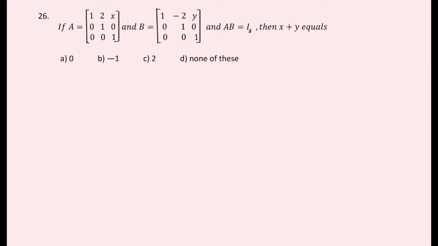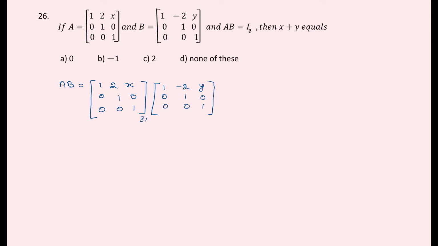Let us do question 26. Matrices A and B are given, both are 3 by 3 matrices, and the product AB is I, the identity matrix of order 3. Then x plus y equals. Let us multiply these two matrices. Matrix multiplication is not commutative, so write in the correct order, A first and then B. Both are of order 3 by 3, so the answer is also of order 3 by 3.